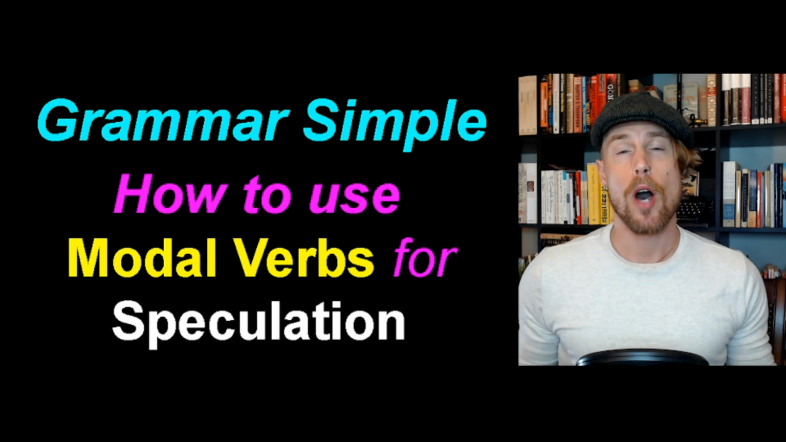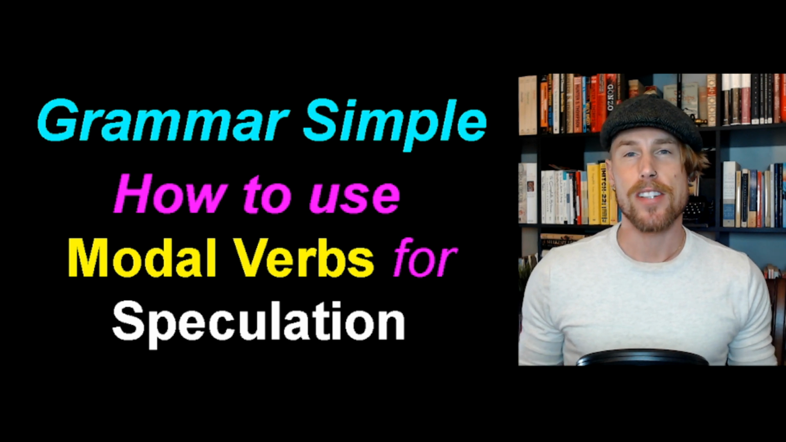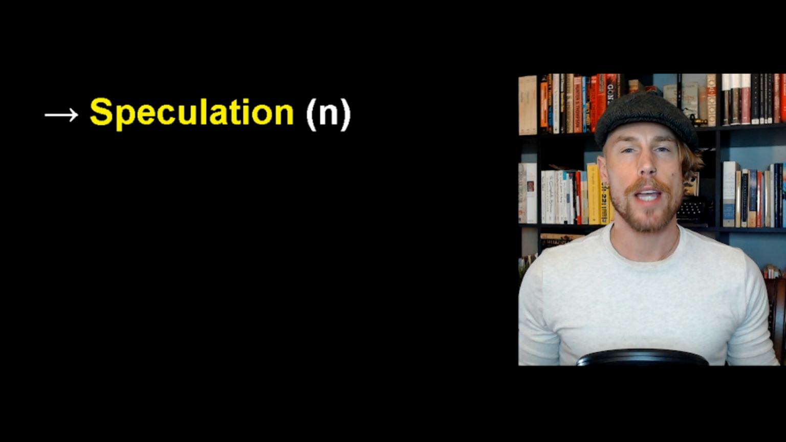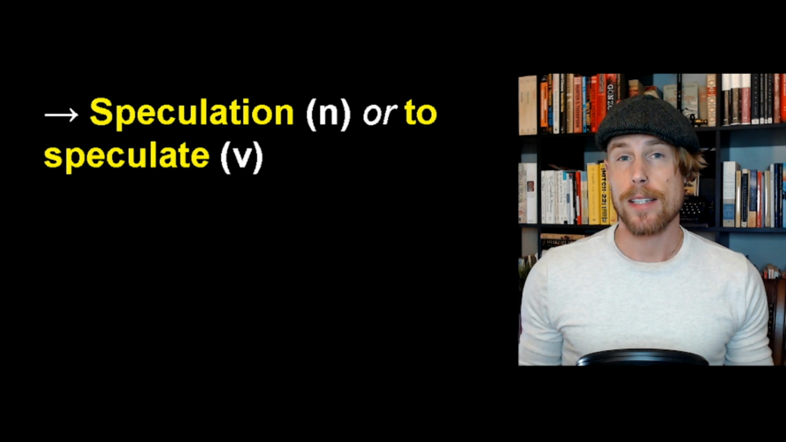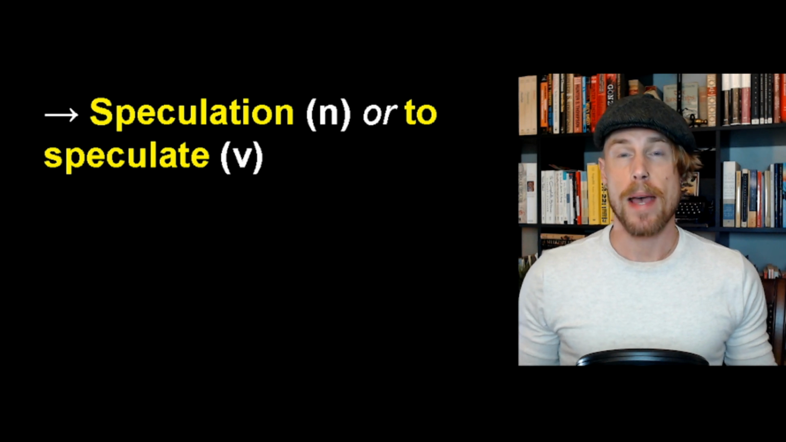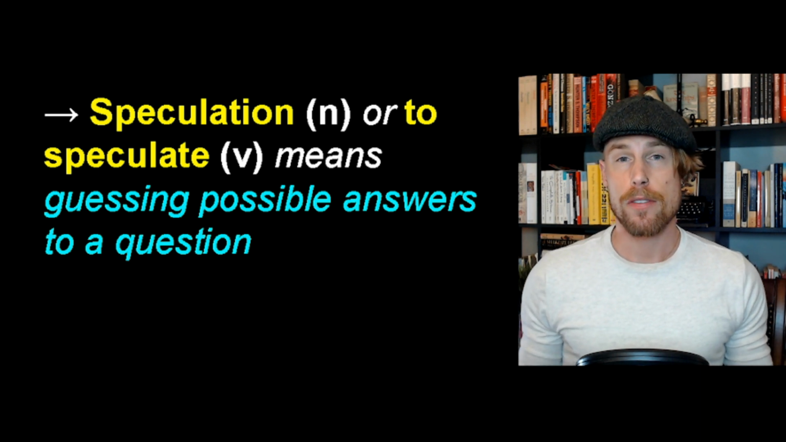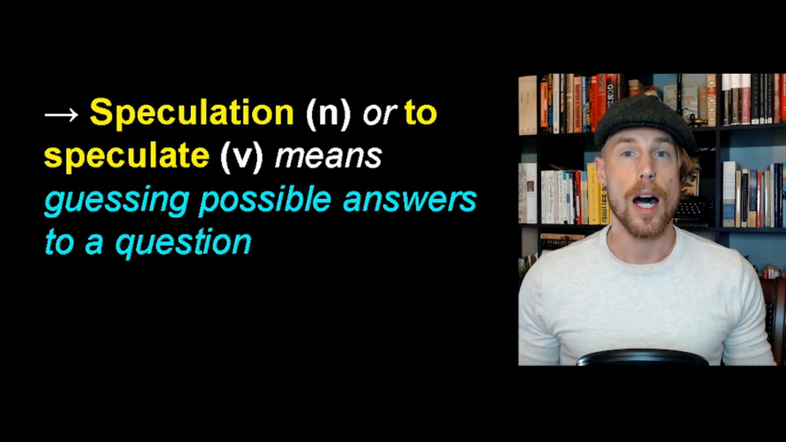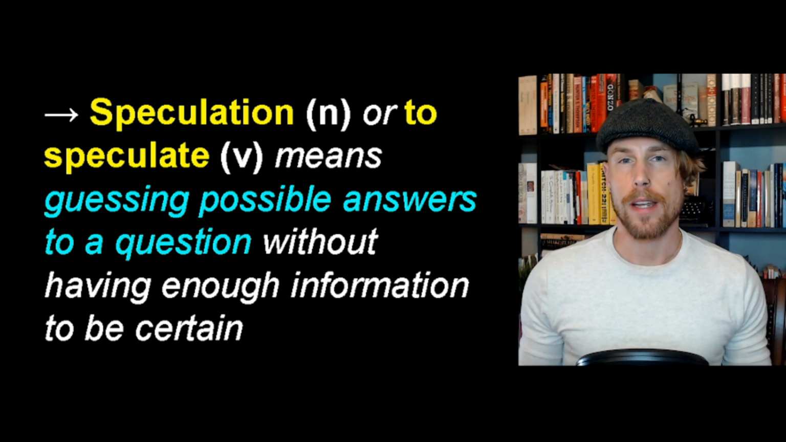How to use modal verbs for speculation. Let's get started. Speculation is a noun. To speculate is a verb. Speculation and speculate mean guessing possible answers to a question, to something that is unknown, without having enough information to be certain.